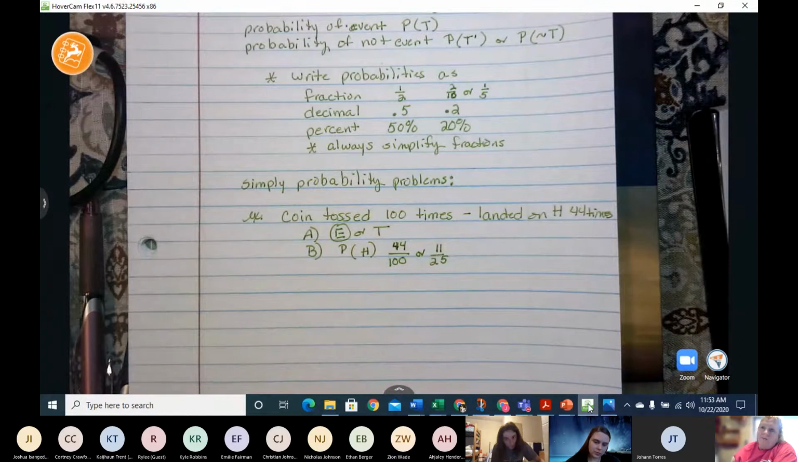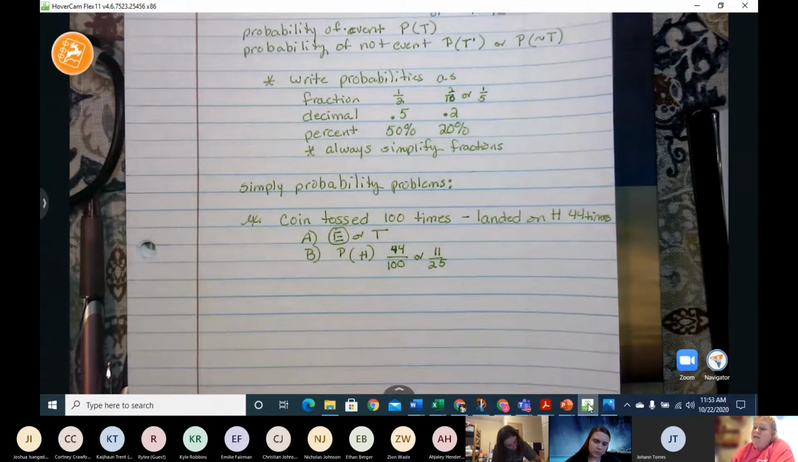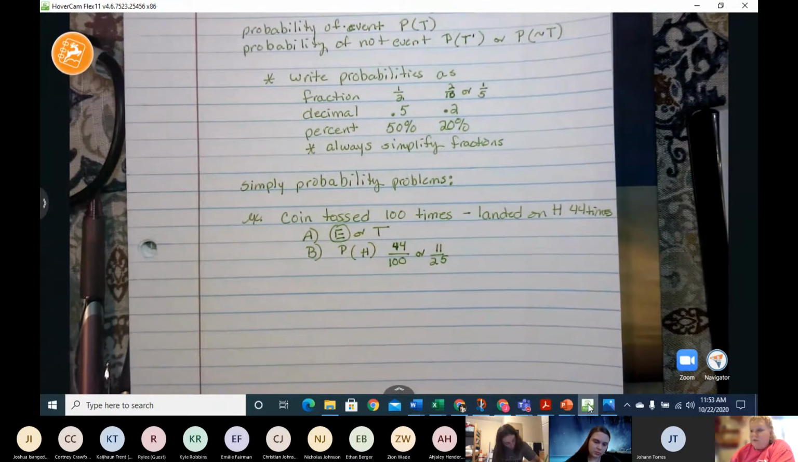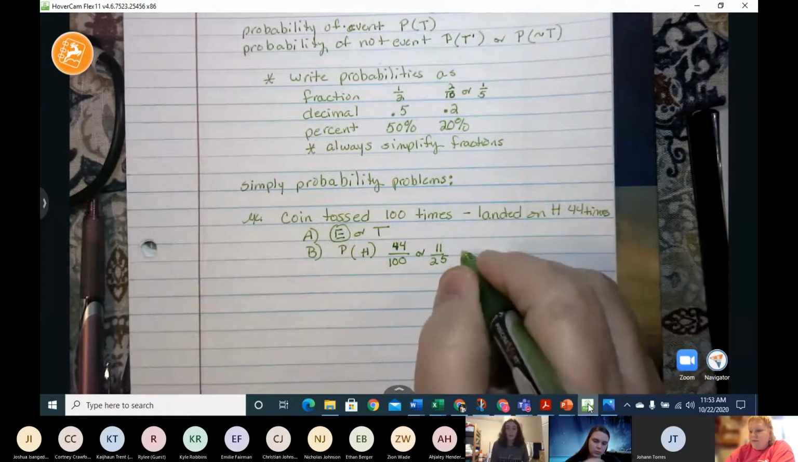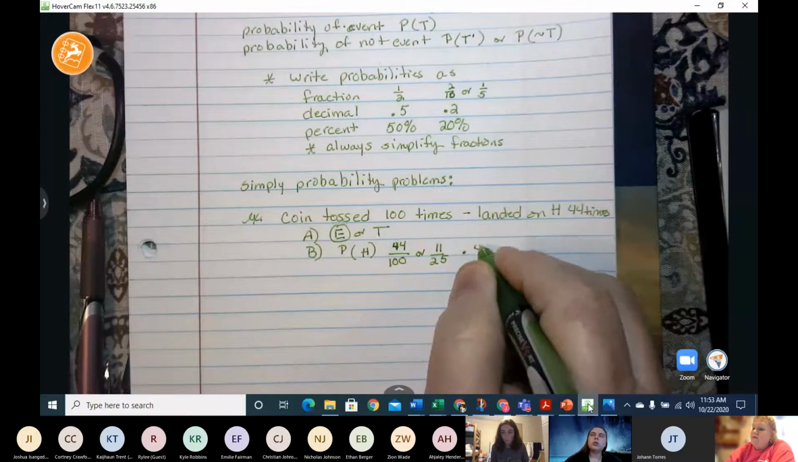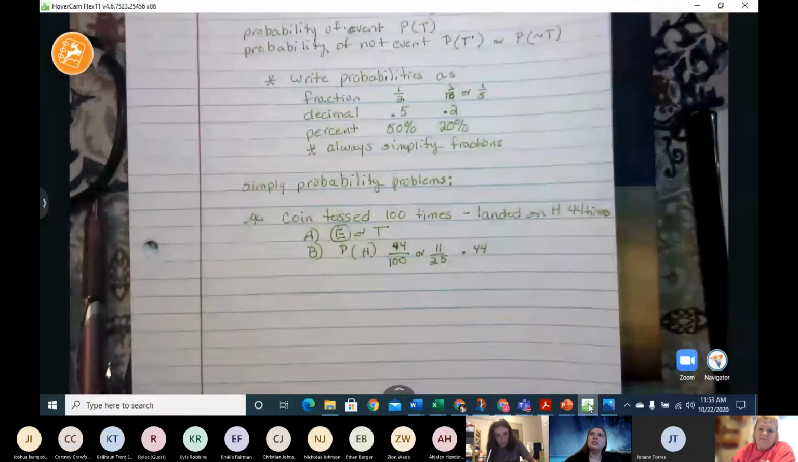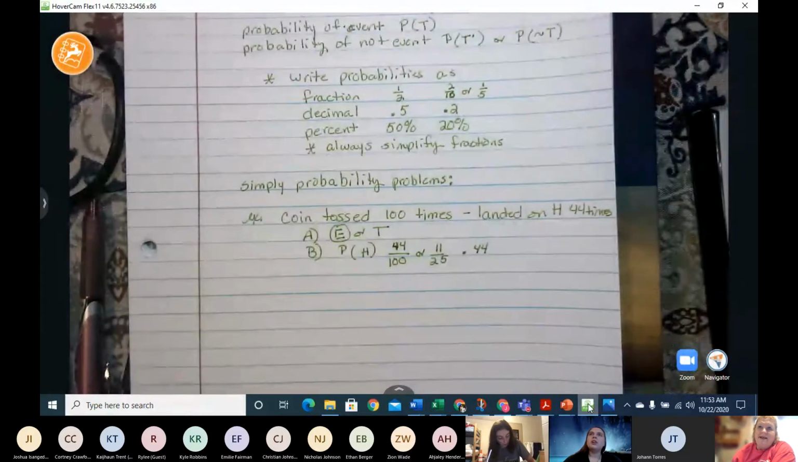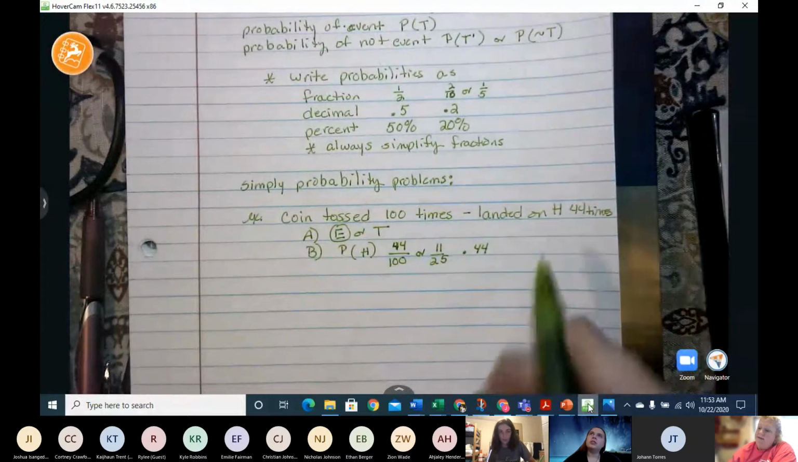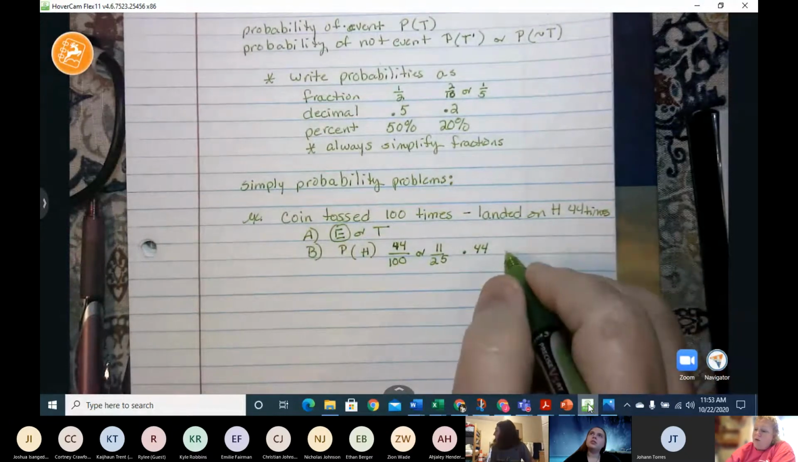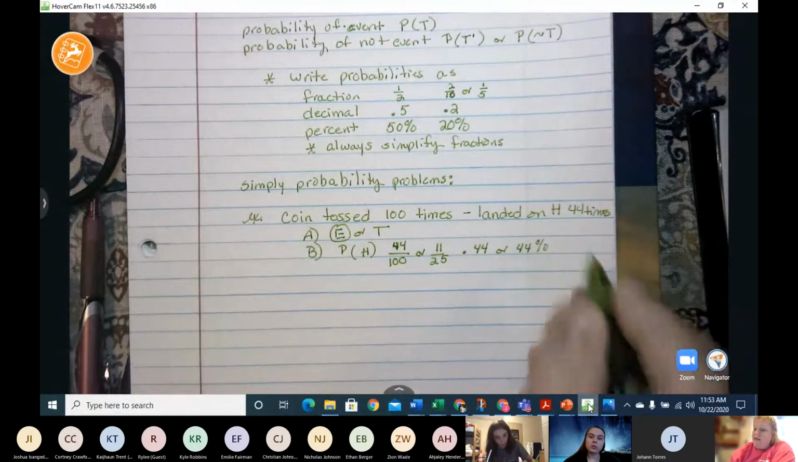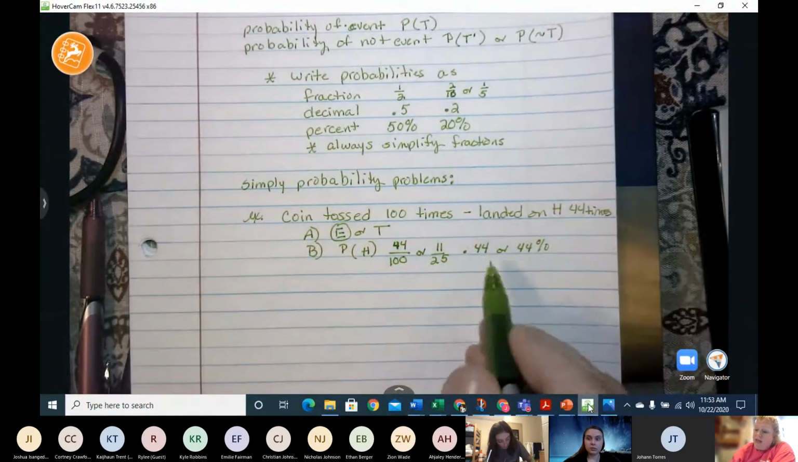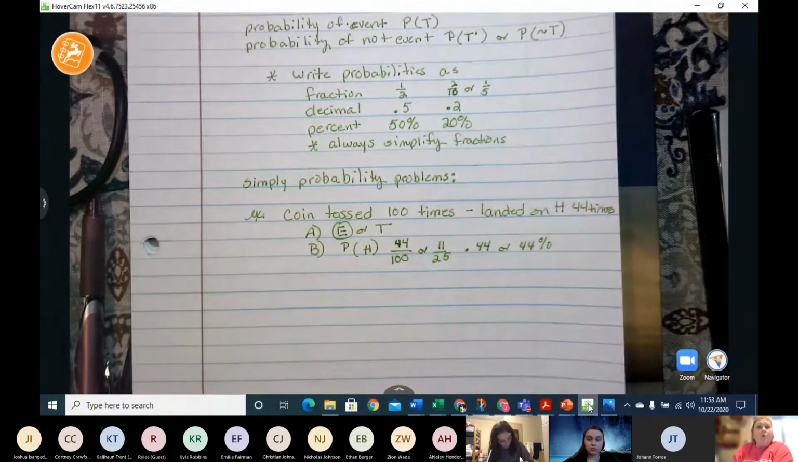Now, this particular problem doesn't specify it, but suppose it said write it as a decimal. I would divide 11 divided by 25, which would be 0.44. What would be that same answer as a percent? I multiply that by 100, and that would be 44%. So 44% of the time, when I tossed that coin, it landed on heads.